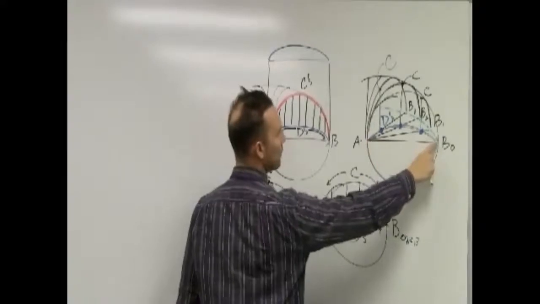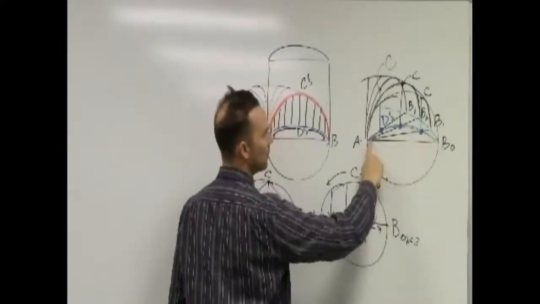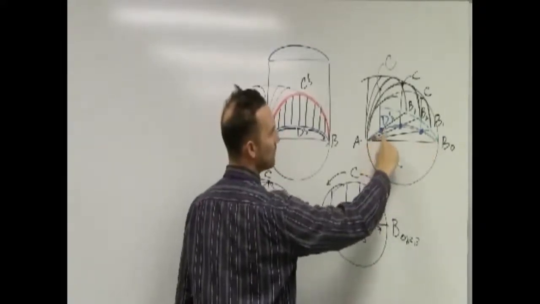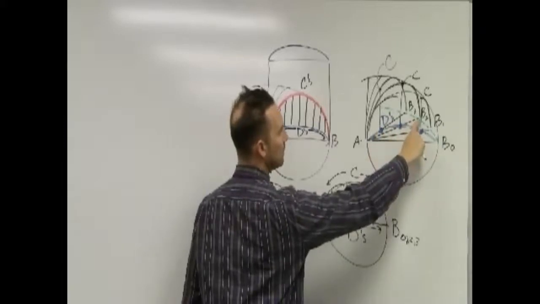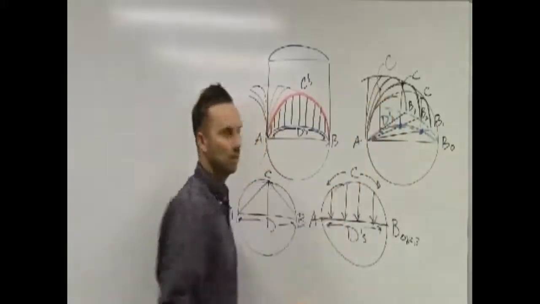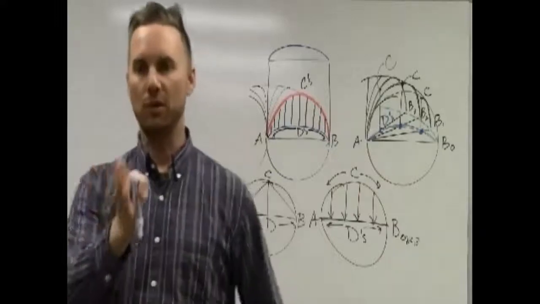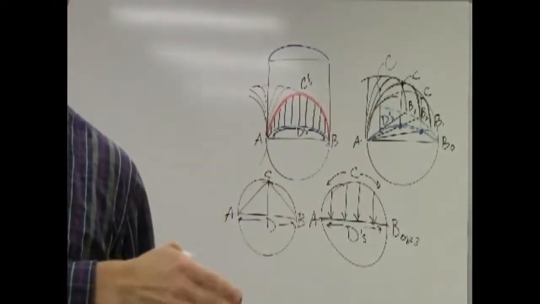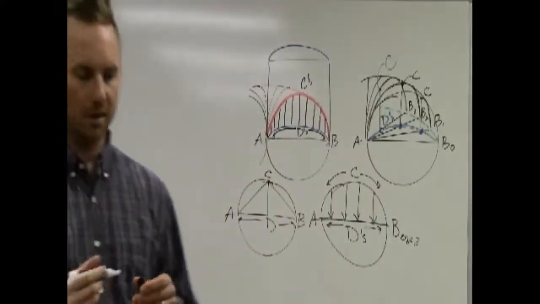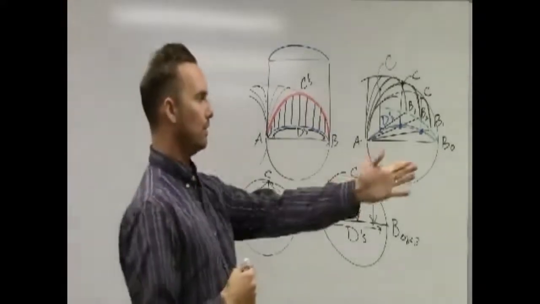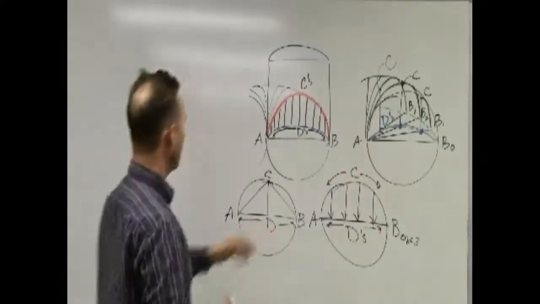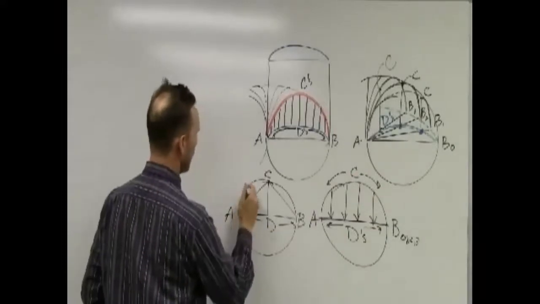It goes from the diameter to 0. But now for each specific D, we have a specific B and a specific C. So every single option we can choose from A, if we're standing at A, you can see all the different possibilities, all the different possibilities of triangles.